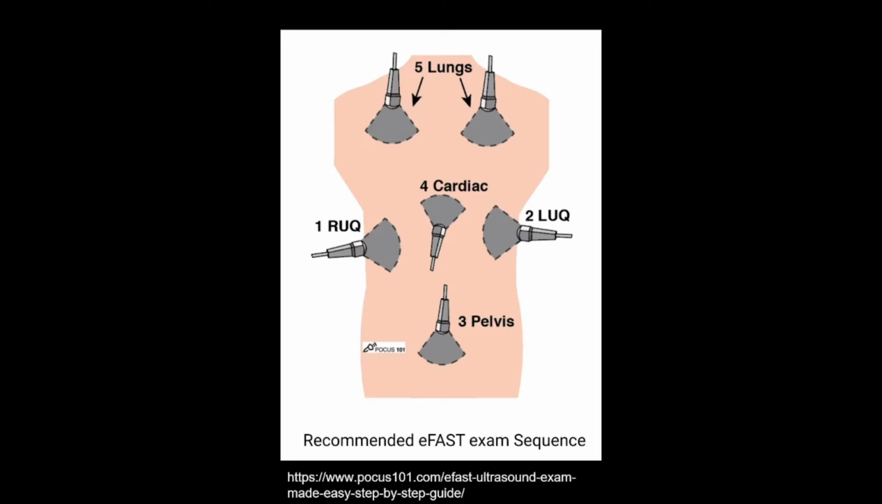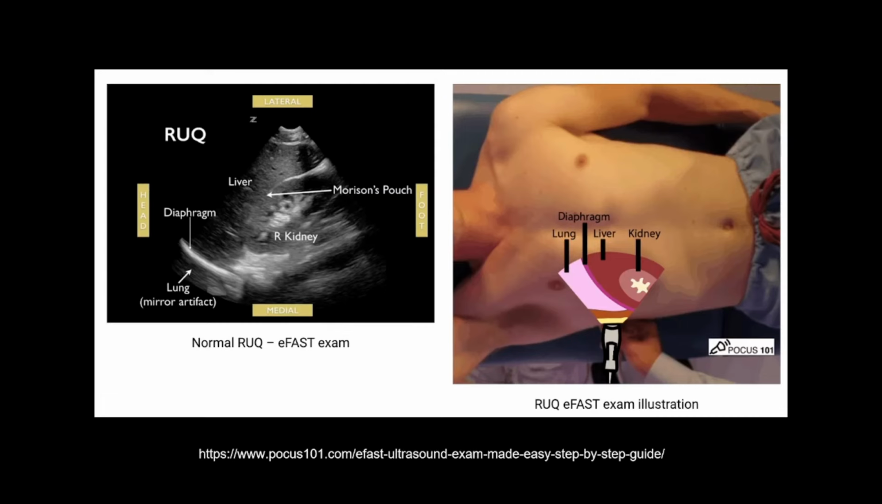Here's a quick image of the FAST exam. So this is kind of the recommended sequence where you go from the right upper quadrant, left upper quadrant, pelvis, and you can get into the cardiac and lung windows as well. So you can quickly assess for any intraperitoneal fluid or major trauma to the heart and lungs. And here's another diagram of the FAST exam. And this is done via ultrasound.